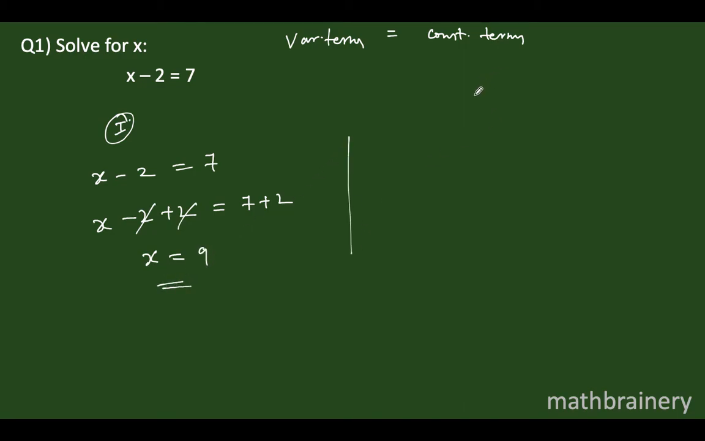What is the other method? The other method is the method of transposing. You have x minus 2 is equal to 7.